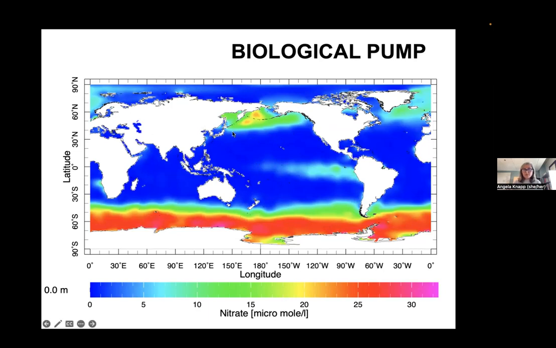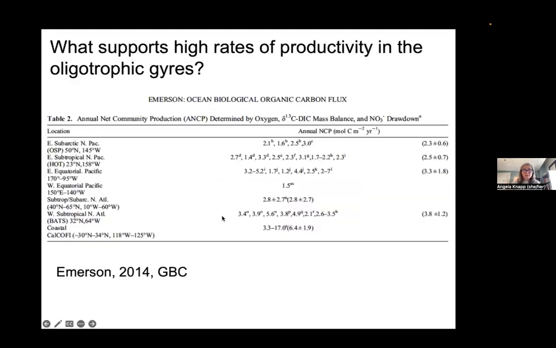These regions we call oligotrophic gyres. So they're the center of the tropical and subtropical circulation systems. And what's interesting is they still support really high rates of carbon fixation and export production. So Steve Emerson compiled this table almost 10 years ago, where he took a bunch of largely geochemical metrics of annual net community production, determined by oxygen, carbon, isotopic composition, nitrate drawdown, and a bunch of other metrics.